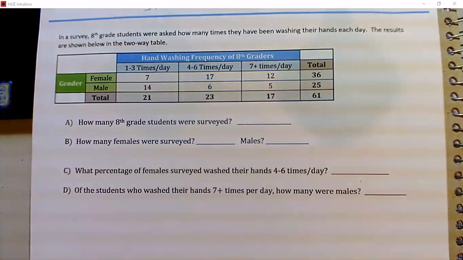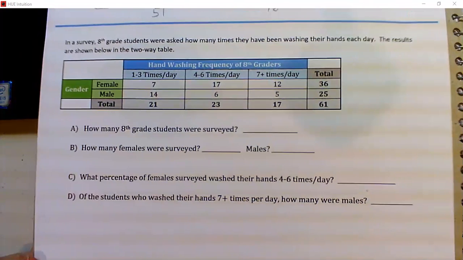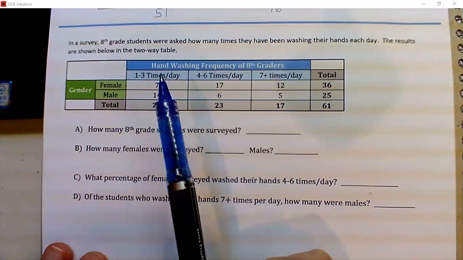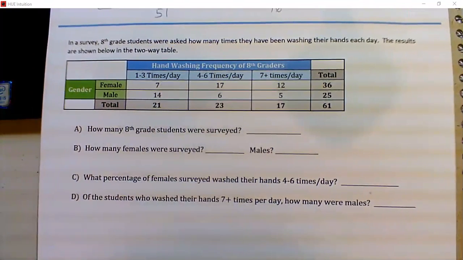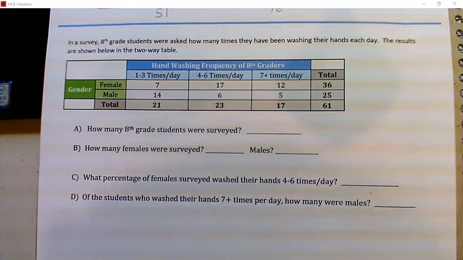So for example number 2, I'm still using information that's coming from that same survey that y'all did last week, but this time we are looking at how often you've been washing your hands each day. So we've all heard the president and the governor and everybody's advice about hand washing and how important it is to keep away germs just by washing your hands frequently.